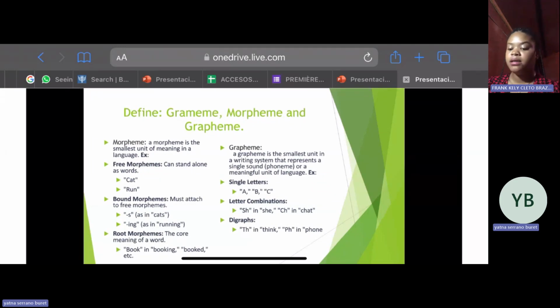Grapheme is the smallest unit in a written system that represents a single sound, phoneme, or a meaningful unit of a language. For example, single letters A, B, C. Letter combinations like sh in she and ch in chat. Digraphs like th in think and ph in phone.